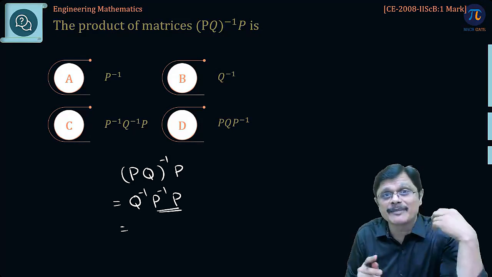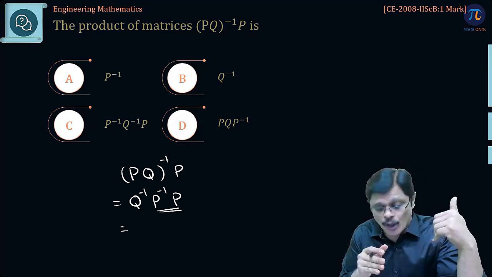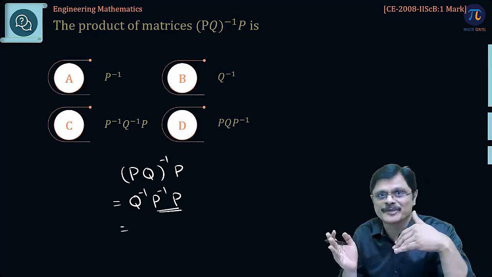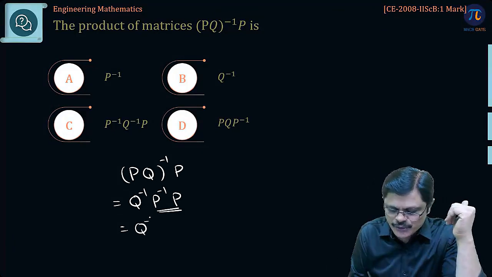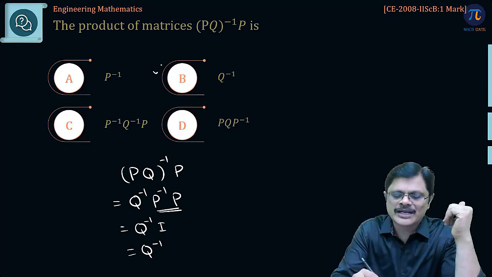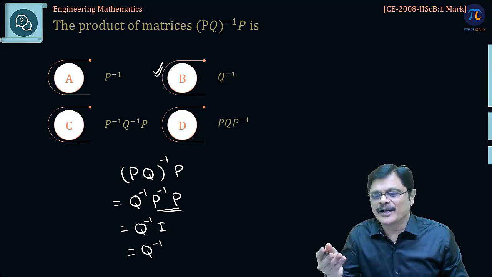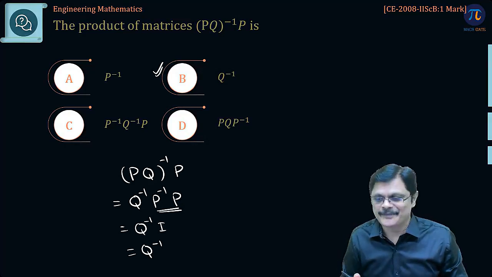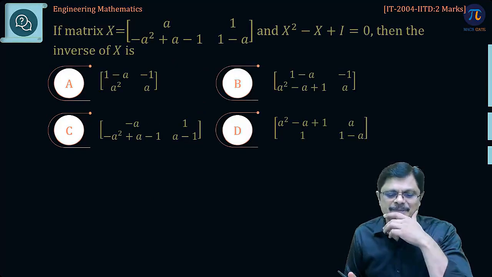Because matrix multiplication is associative, we can multiply first Q inverse with P inverse, or you can first multiply P inverse with P. So I am using right to left association. So this is Q inverse into identity, which is nothing but Q inverse. So the answer is B for this. It was asked in 2008 for civil engineering students. B is the answer.